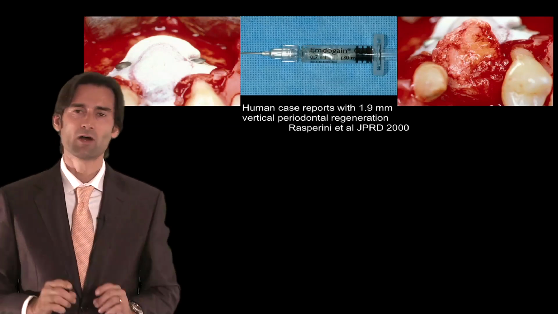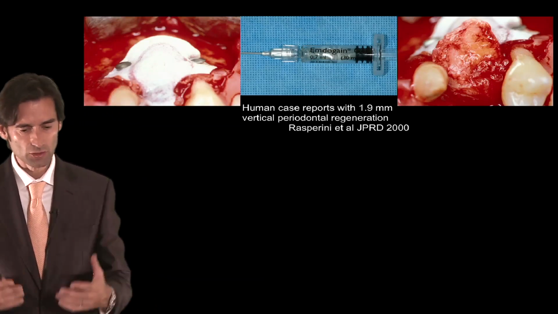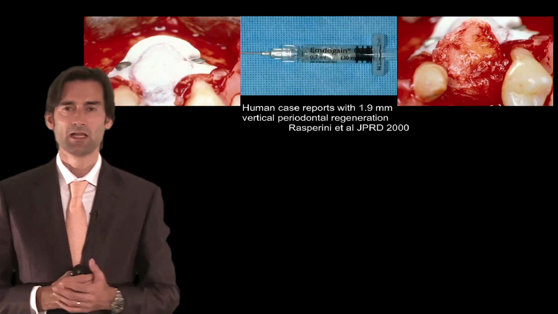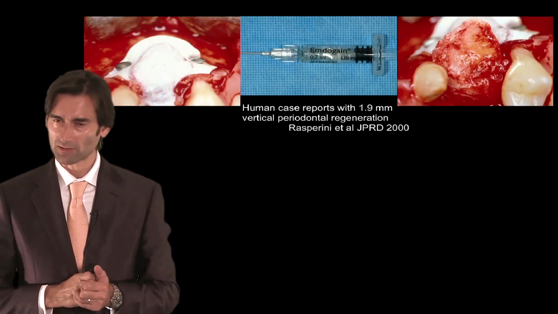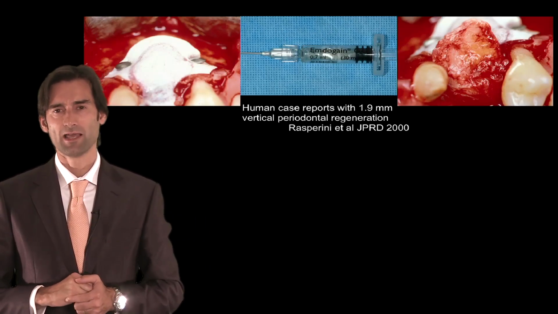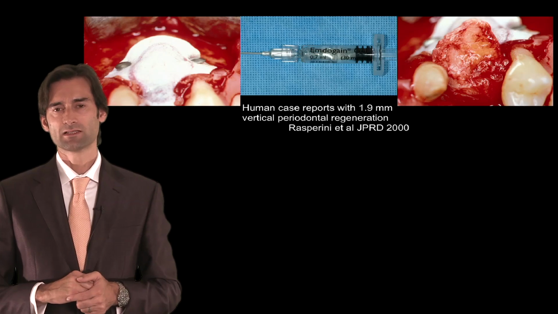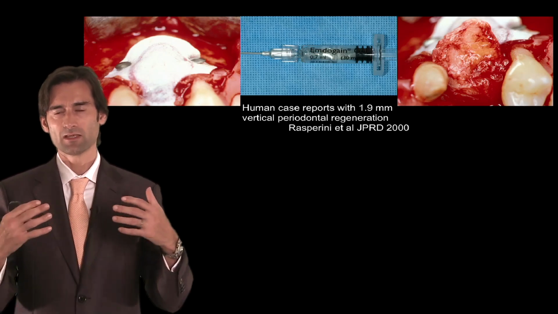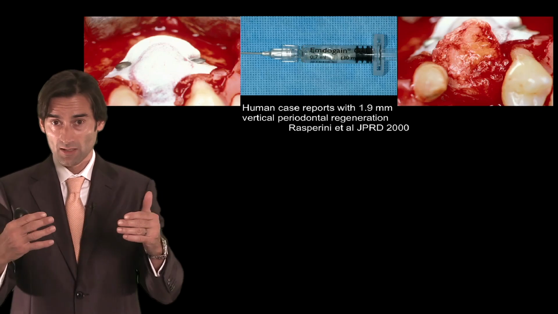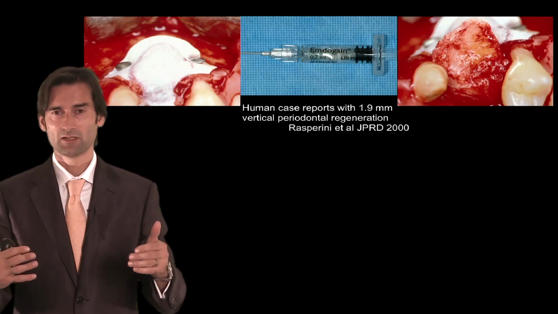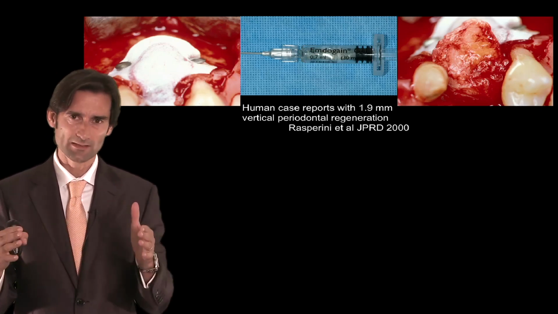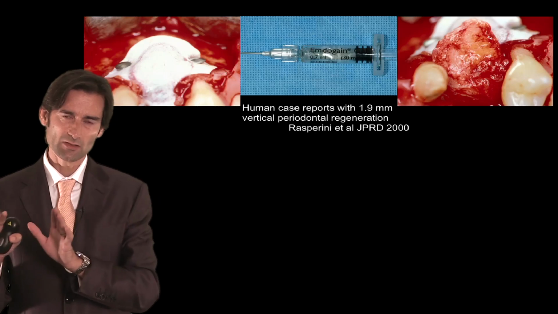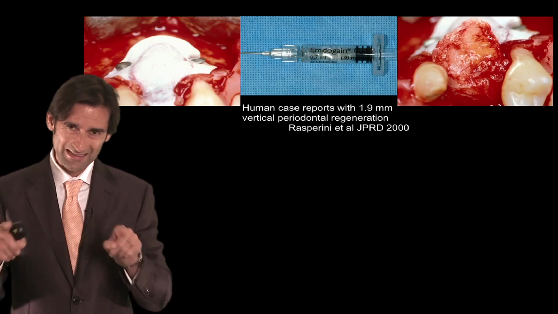But then I'm adding one more tool, and this is a tissue engineering tool. And you can see here, some of the studies from Rasperini particularly are excellent here. And Giulio has done some great work here with Emdogain, because he has shown us that you can actually get periodontal attachment stimulated from the periodontal space.